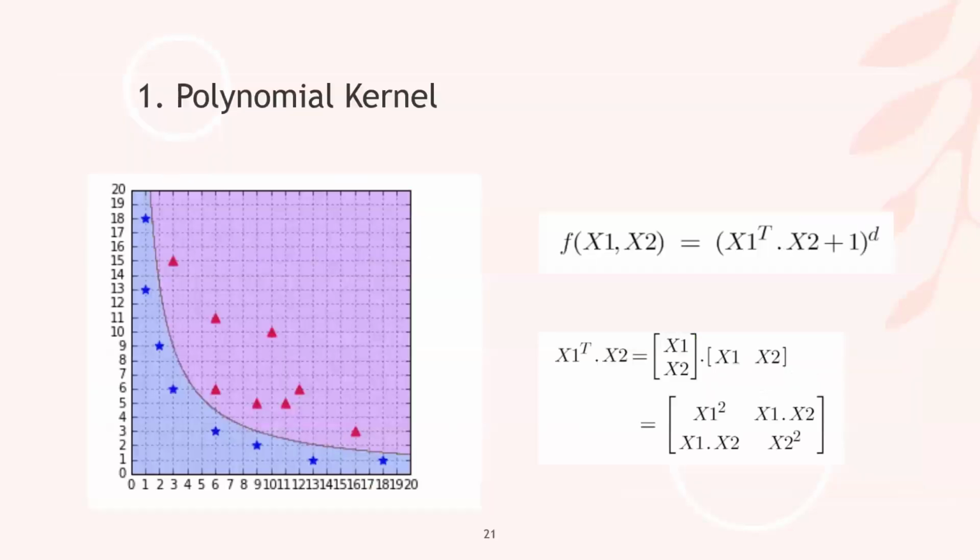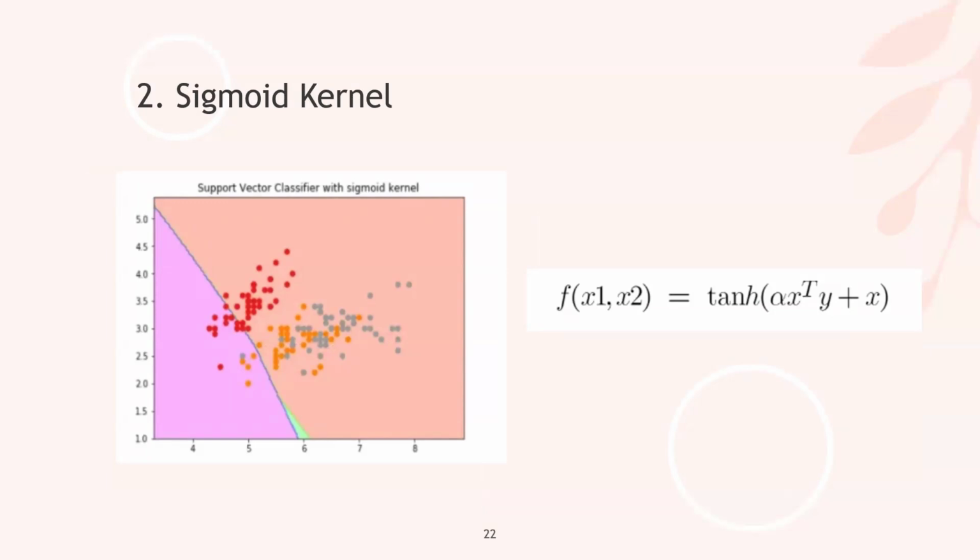Let's discuss the types of kernels. The first one is the polynomial kernel, using the equation f of x1, x2 equals (x1 transpose dot x2 plus 1) to the power of d. From this equation, we can figure out a curve separating the positive and negative labels. This is a general polynomial kernel. Next is the sigmoid function, which is f of x1, x2 equals tanh of alpha times x transpose y plus c. This is another way of dividing non-separable data.